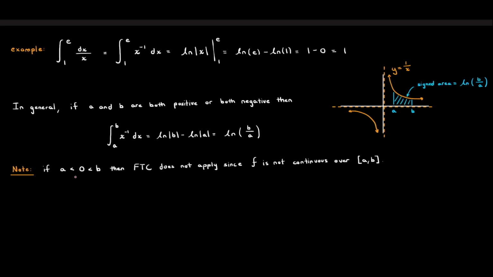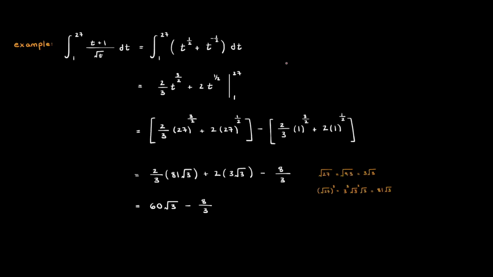And here's the note: if the interval where you're trying to find the signed area includes the origin, well, then the fundamental theorem of calculus cannot apply because it only applies to continuous functions on the given interval. If you include the origin, then it's going to have this vertical asymptote, and it's going to have an infinite discontinuity, and so therefore the theorem doesn't apply. You cannot use this formula to calculate the value there. Instead, that will be something called an improper integral, and we'll take a look at that much later on in the course.